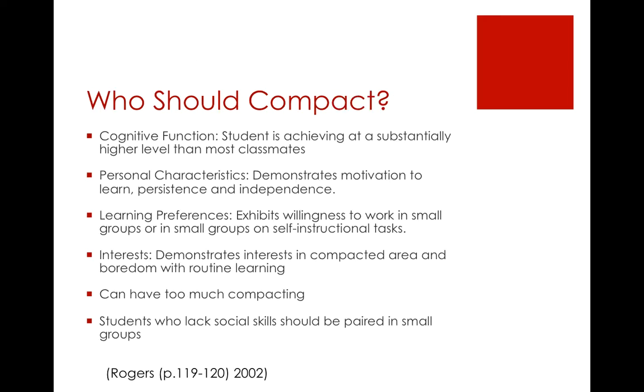So next we'll look at who should participate in compacted curriculum. I pulled from Reforming Gifted Ed by Karen Rogers the 4 areas that she talked about, and then the characteristics that you should look for. So first is cognitive function. The student should be achieving at a substantially higher level than most classmates. Obviously, it would have to be a student that's mastered a lot of the curriculum, so of course they're going to be advanced. Personal characteristics: they demonstrate motivation to learn, persistence, and independence. The reason for that is most of the work they do will be independent, so they have to be motivated to do the work.